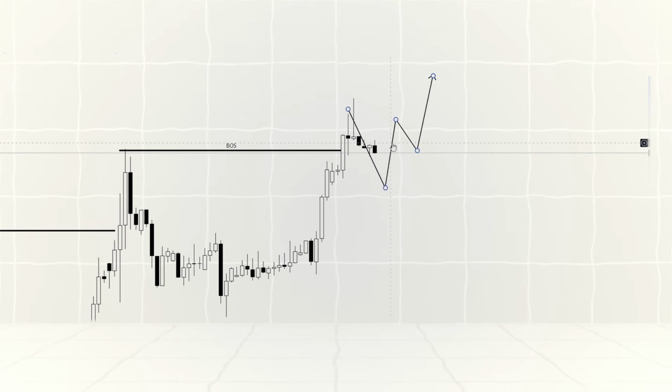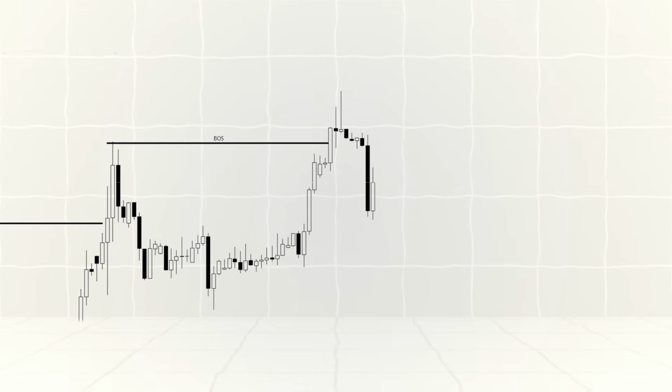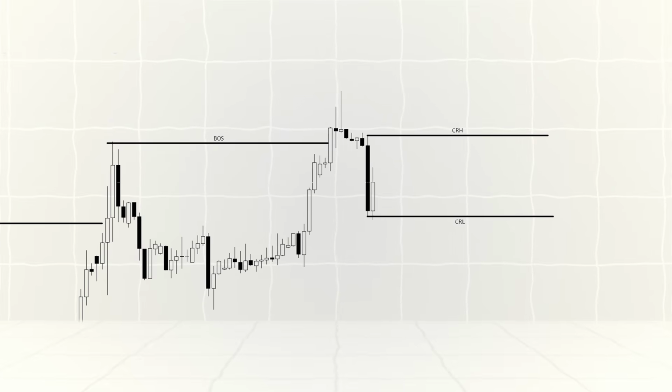of bullish structure. Now, if we look closely, we can see that a large candle printed at 5 a.m., a time we previously highlighted as important due to the typically higher volume. This candle often represents the manipulation phase when applying the power of three concept. Using the candle range theory, we mark its liquidity levels, the candle range high and the candle range low.